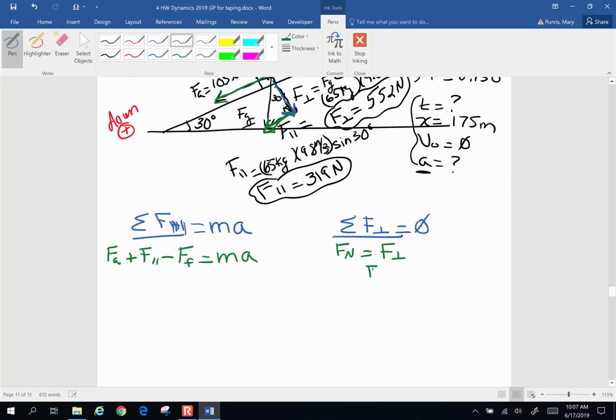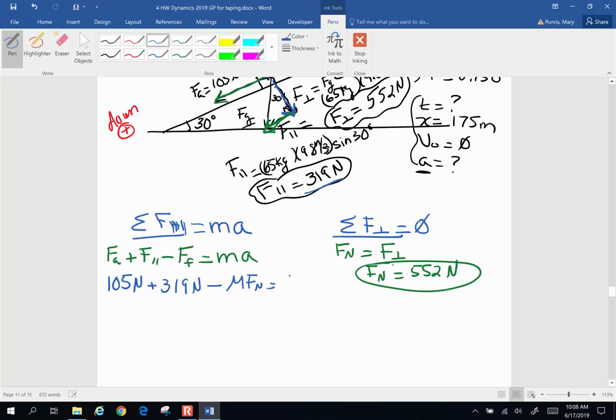Now let's put some numbers with this if I can. The normal force is going to be equal to the force perpendicular. Well, I found that up above. That's going to be 552 newtons. I already found that. So hallelujah, that is done. Now let's go over to this side. Force applied, we are told that's 105 newtons of extra wind that's applied. Force parallel, I just found that, plus 319 newtons. Minus force of friction. Well, force of friction is equivalent to mu times normal force, and this is going to make my mass accelerate.